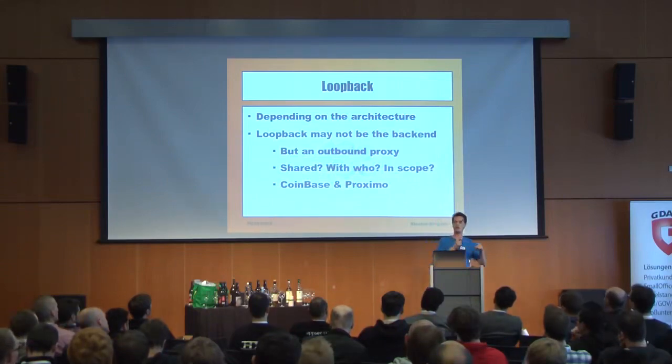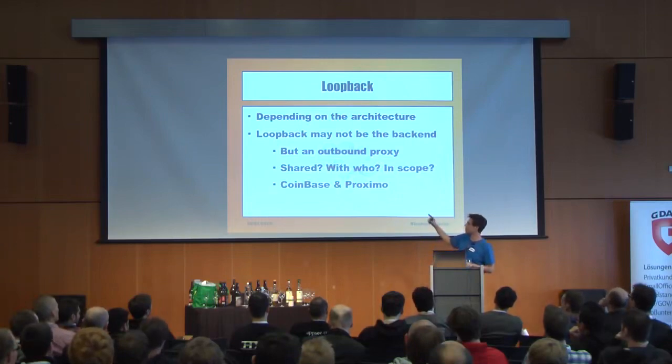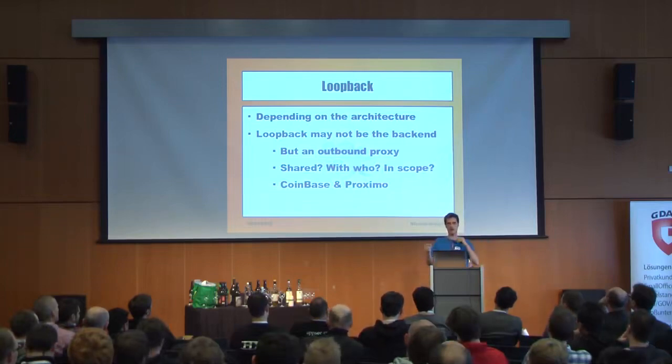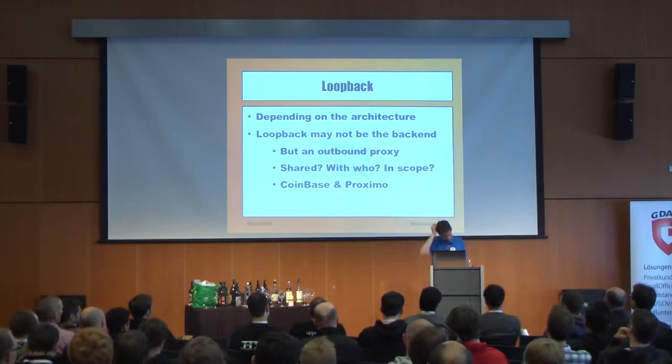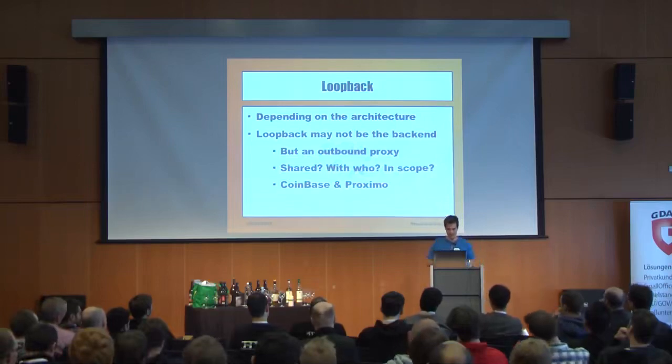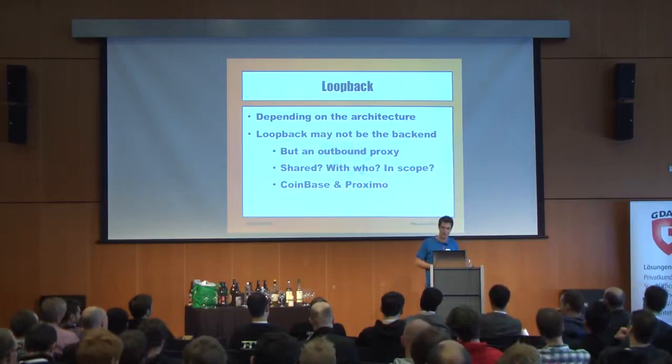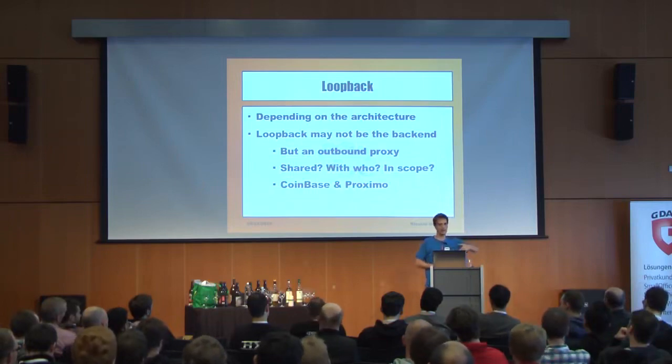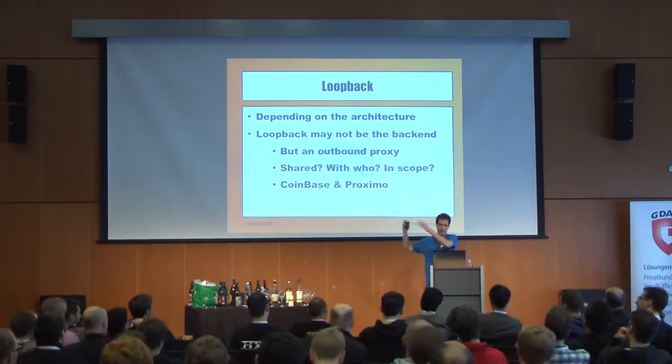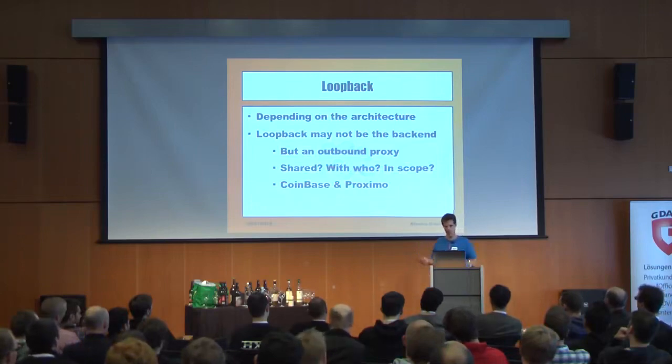Loopback could not be in scope of your bounty. This was the case for Coinbase, an online wallet for Bitcoin, and I compromised their outbound proxy, and in fact it was Proximo infrastructure, which is a paid shared outbound proxy. So I compromised somebody else, and everything went fine. That was cool. But it was really a surprise for me to hit the loopback interface and compromise another company than my real target.